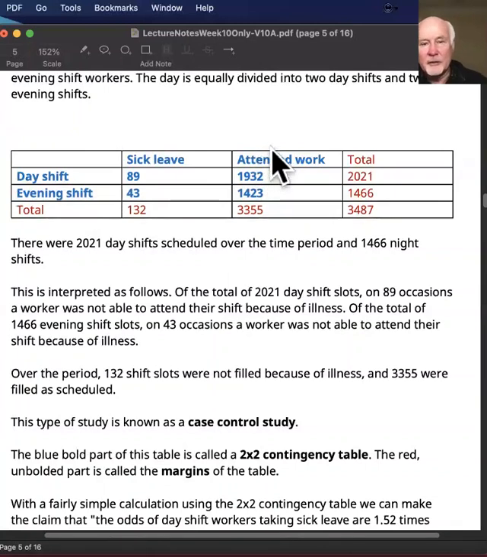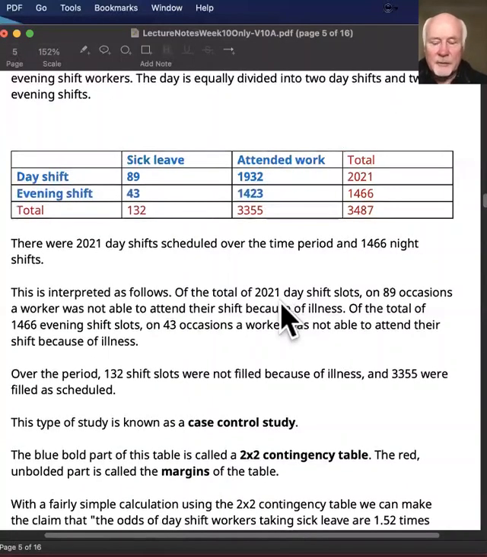So remember that those words success and failure are just technical terms. They have nothing to do with whether something would be regarded as a success or failure in the real world. In the real world, we'd probably regard somebody not turning up to work as being a failure, but that's not the case here. Okay.